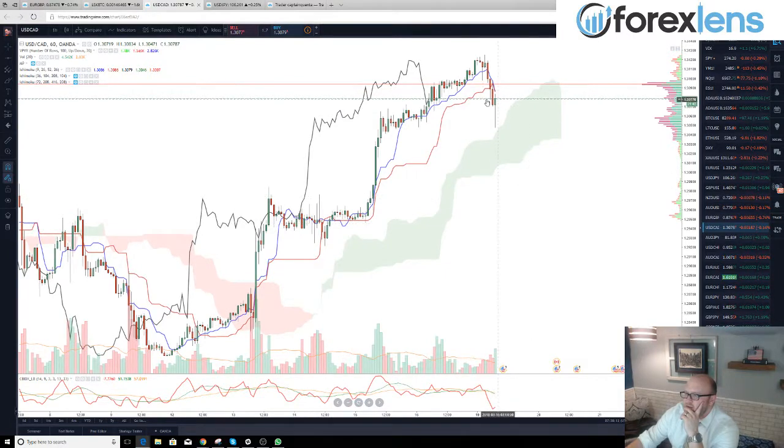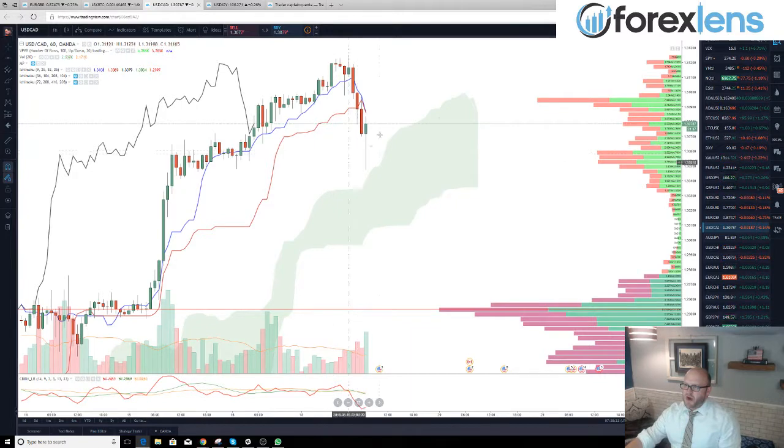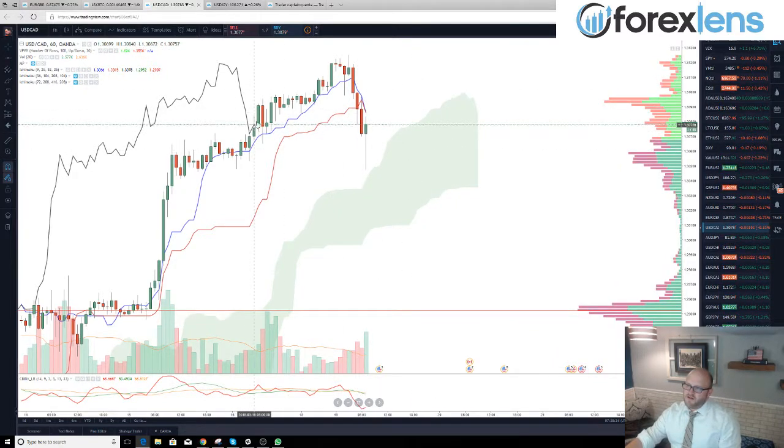Now, if I look at my oscillator though, we're really oversold. We're in a great buying condition, but just based solely on this oscillator. I'm really waiting to get long. I want to wait till I get long when I go back above the baseline and when the lagging span crosses above. So really we're looking at the 131 even area.